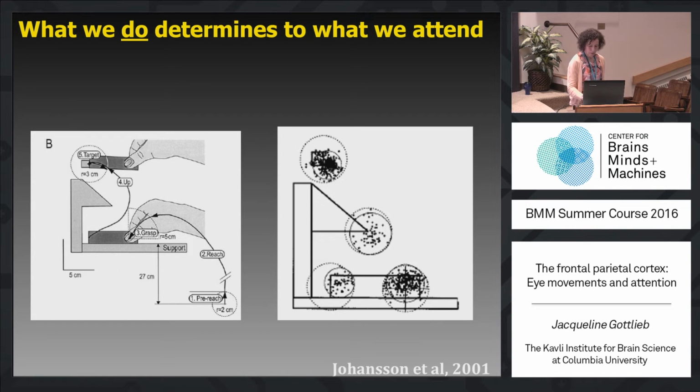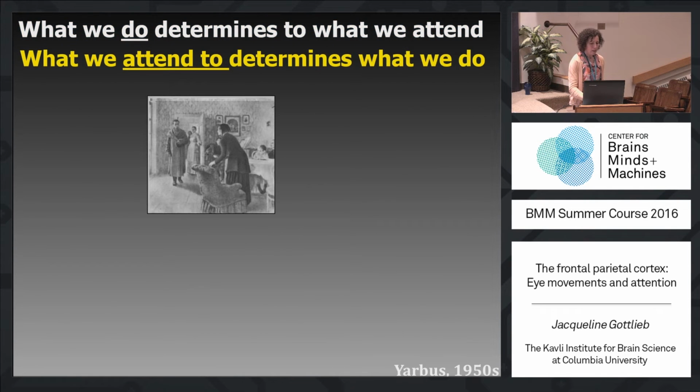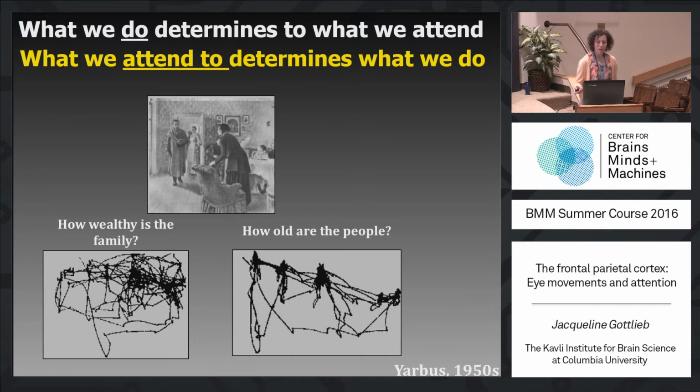This is in a sensorimotor task. The same thing holds in a cognitive task. This might be an example that you're more familiar with. This was shown from the earliest recordings of eye movements by Yarbus, who simply asked people to look at paintings, and then he asked them different questions. Sometimes an observer might be asked, how wealthy is the family? In that case, he looked at the furniture and the clothing and so on. But if you ask how old are the people, you can see that the gaze pattern changes, and now he's looking much more closely at the faces of the people.